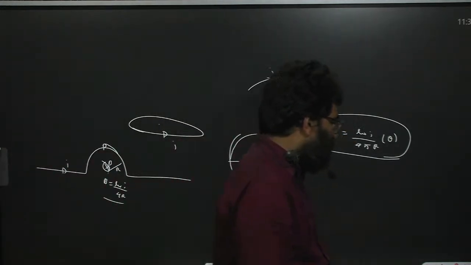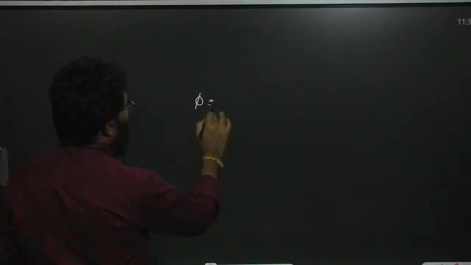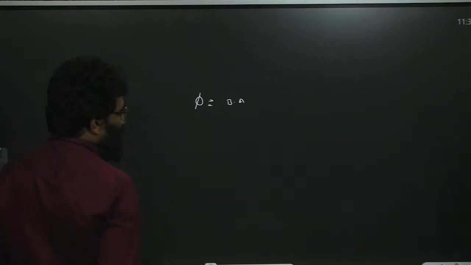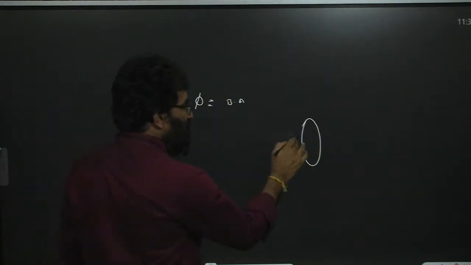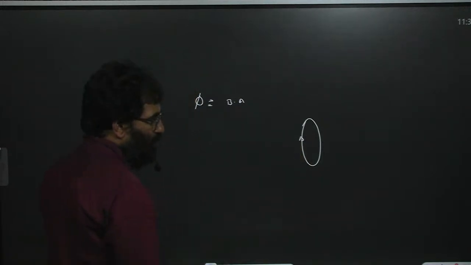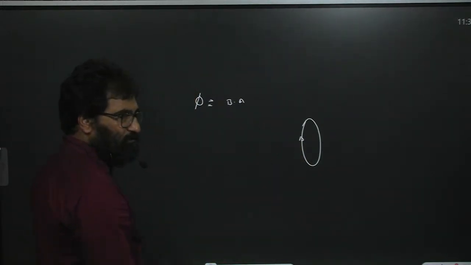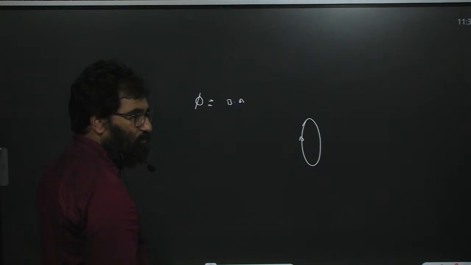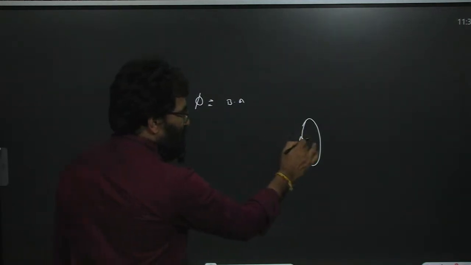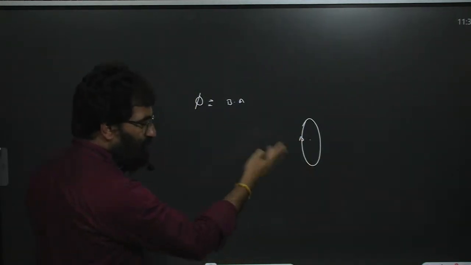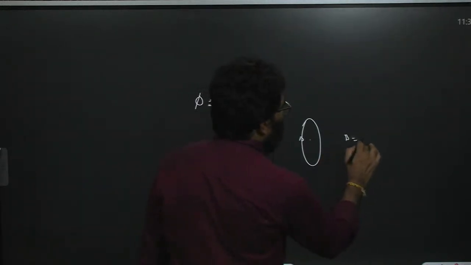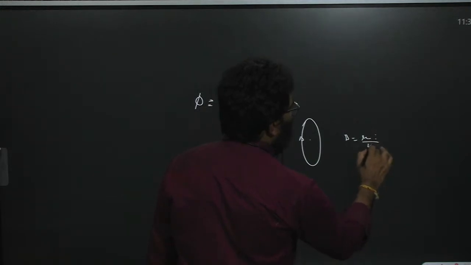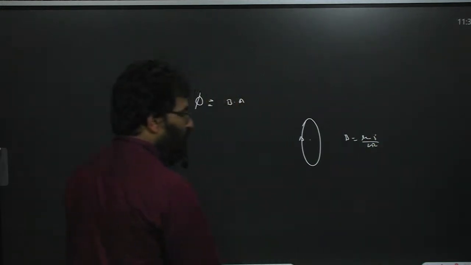Now, coming to flux. Flux is always defined as what? Flux is equal to B into A. Suppose one loop is there and the current is I. How much magnetic field will it produce at the center? Mu naught I by 2R. We already calculated, theta is equal to 2 pi, so the magnetic field at the center is mu naught I by 2R.